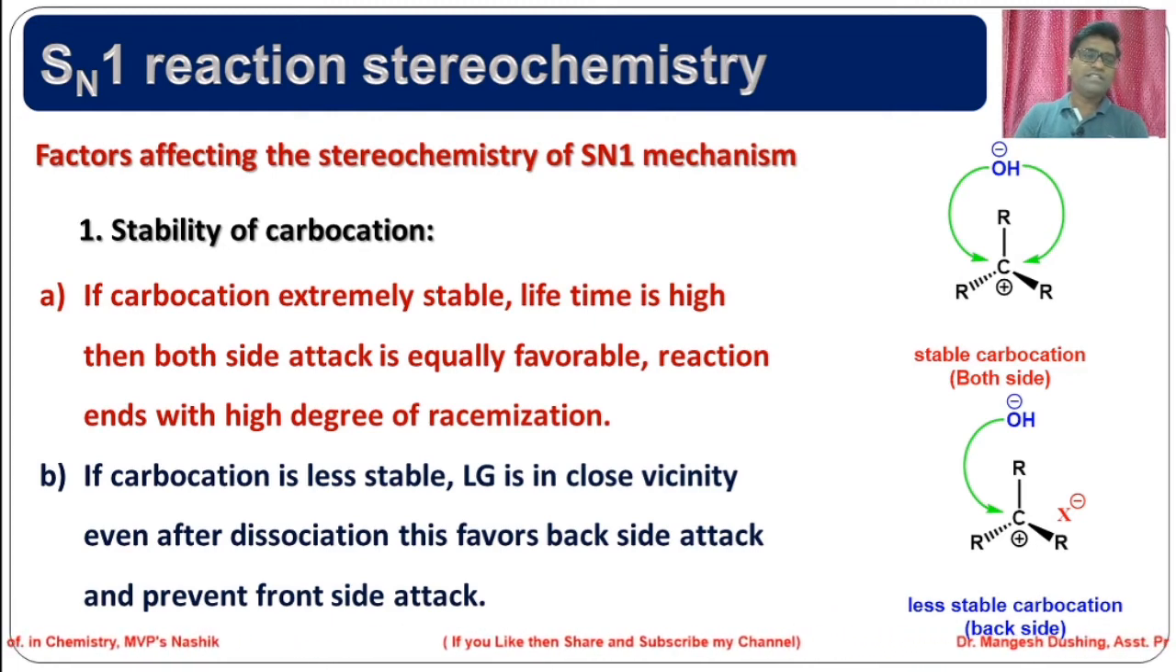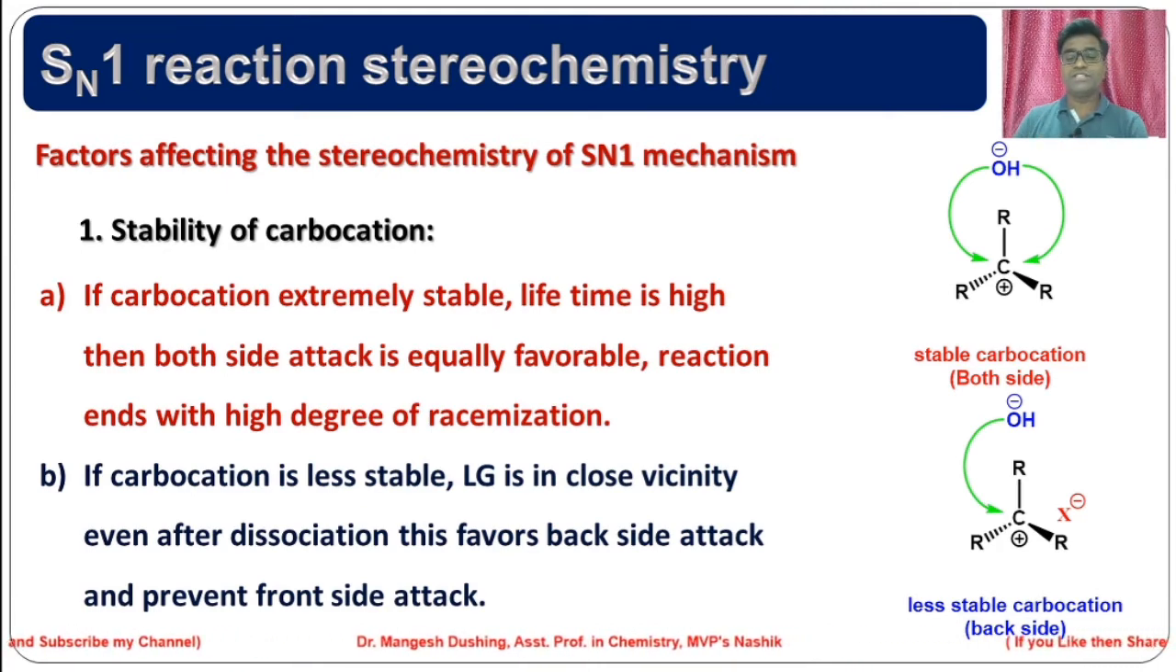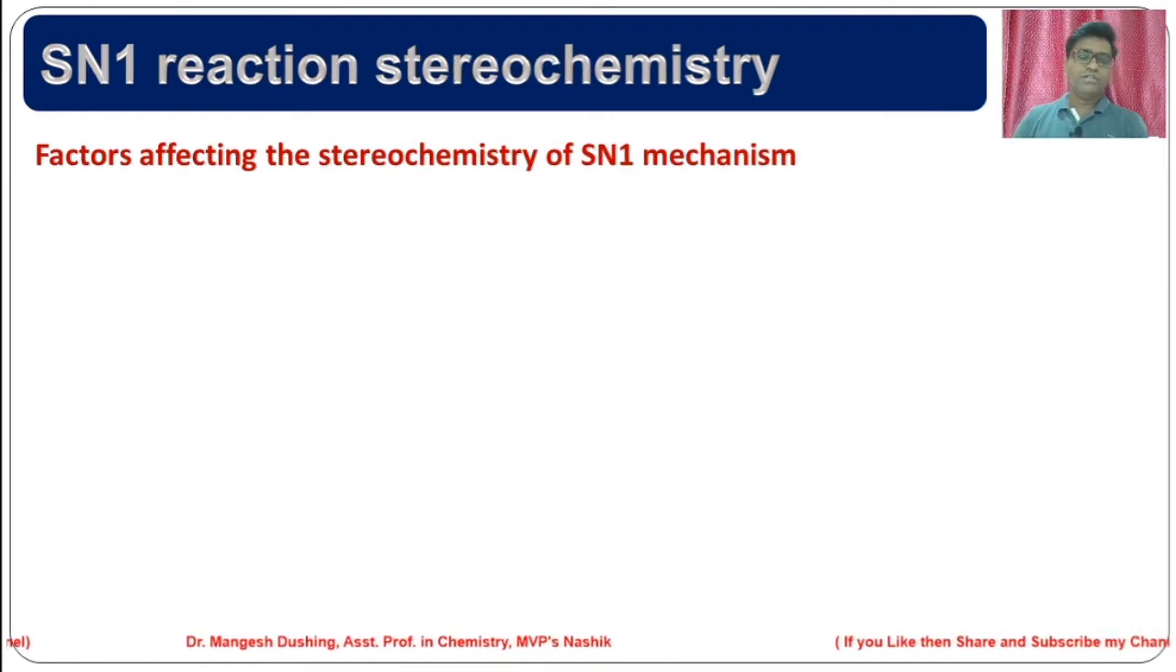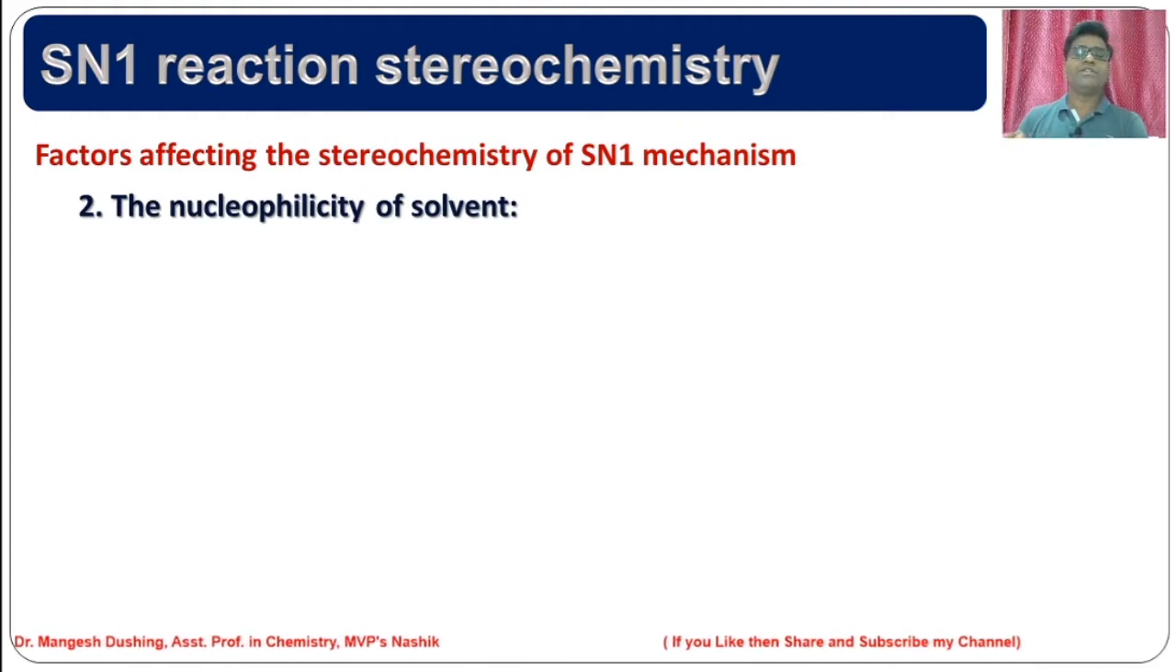In this way, the stability of the carbocation is very important for the stereochemistry of the SN1 reaction. If carbocations are very stable, the percentage of racemization will be high. If carbocation stability is less, then the percentage of inversion will be high. What is the second factor? The second factor is the nucleophilicity of the solvent.